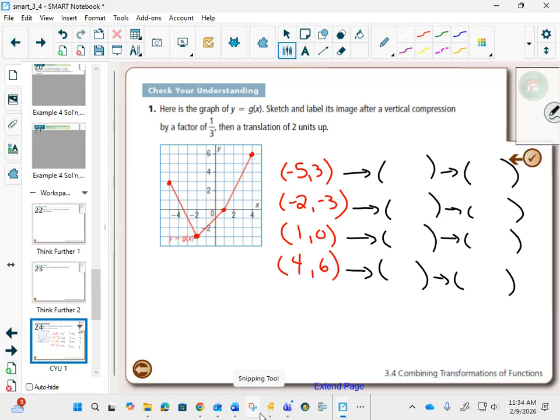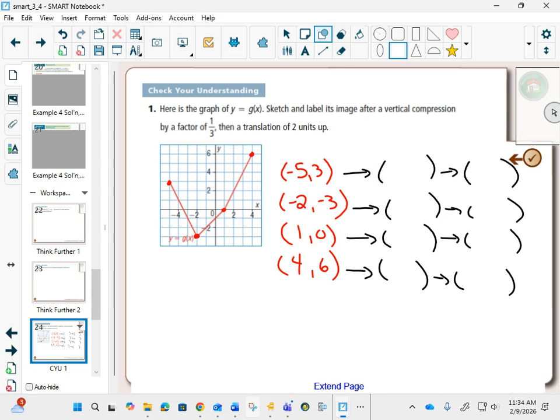If you go online, there's a bunch of different techniques. There's lots of really good techniques for this kind of question. I like doing these arrows. If I have a vertical compression by a factor of 1/3, that would mean my y value is getting multiplied by 1/3. I always do the first arrow with stretches and compressions. Then I have a translation 2 units up. I do translations second.